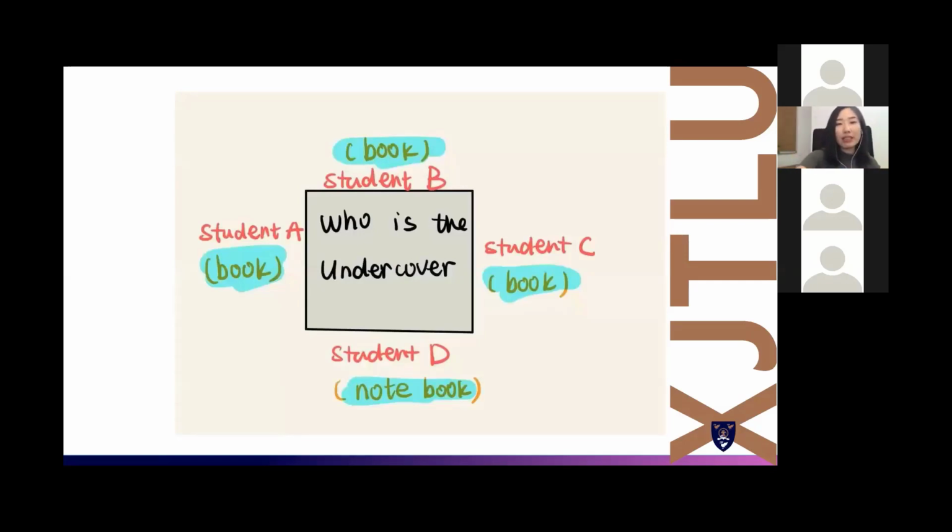I drew a little illustration here. 4 students, A, B, C, D, sit together. Student A has the word book, student B has book, student C has book, and student D has the word notebook. It's just an example; I'm thinking I can do it in a more academic style, but the instruction is the same. They try to describe the word and find out who is undercover, who has a different word here. It's pretty straightforward, I think.